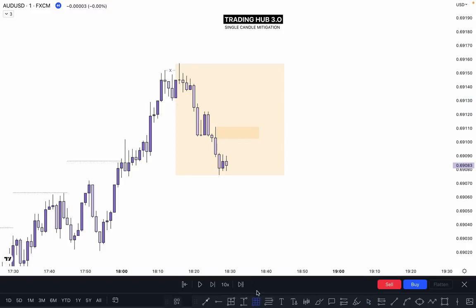And where is our next order block? This one, right. The next order block is here. Okay, and just below it you can see this one.